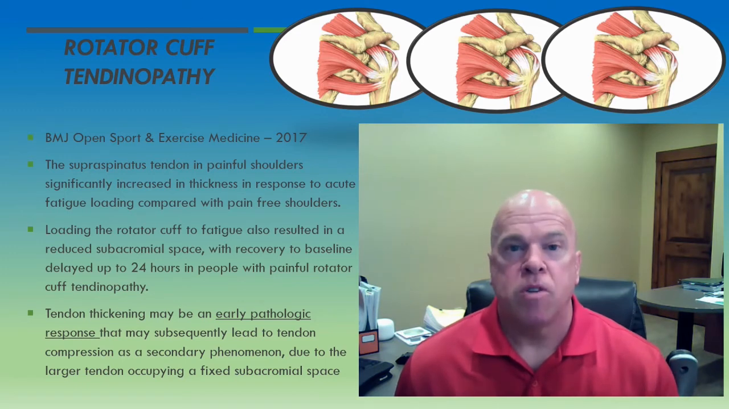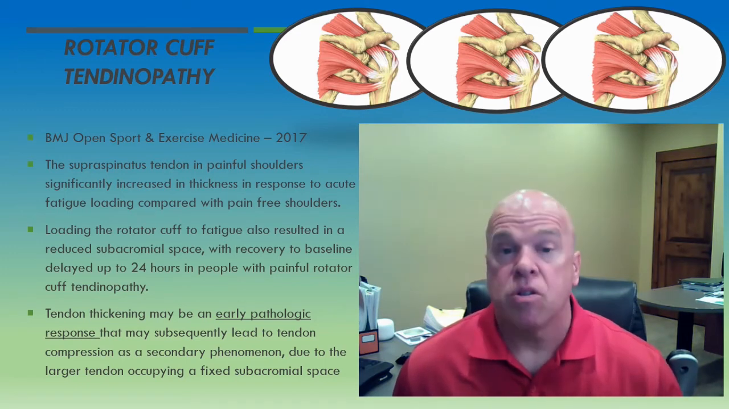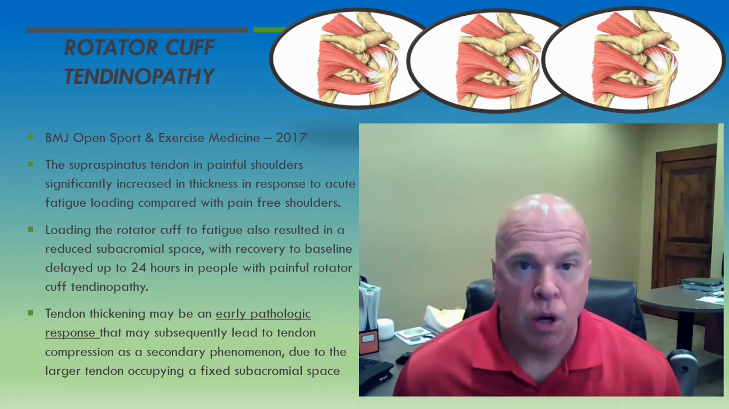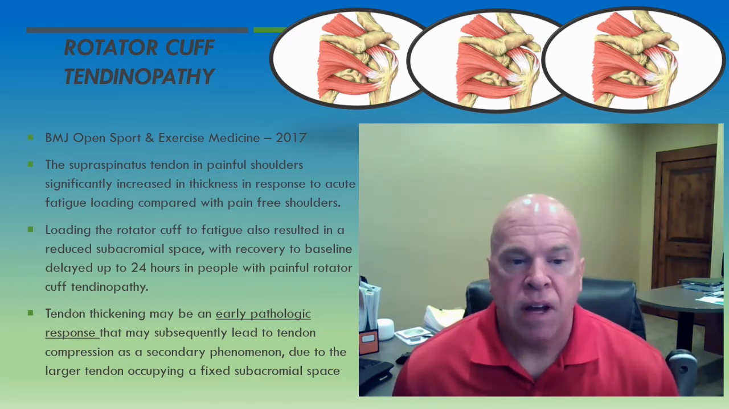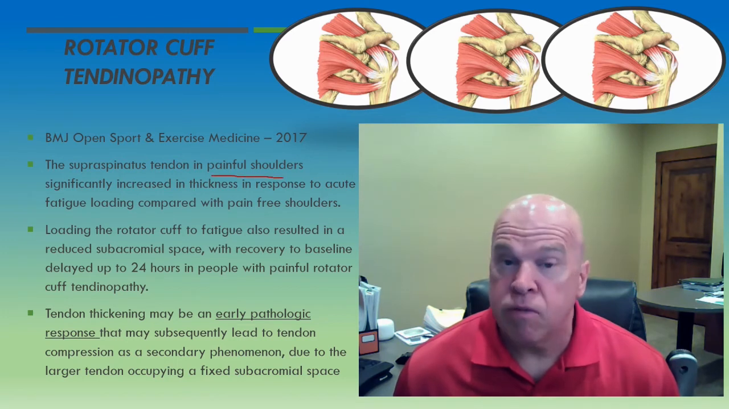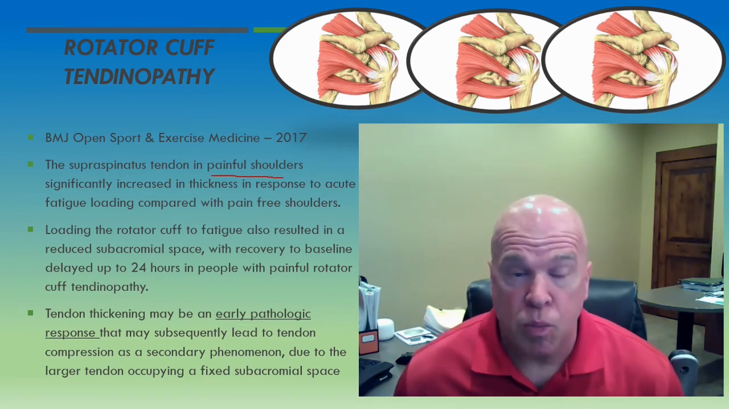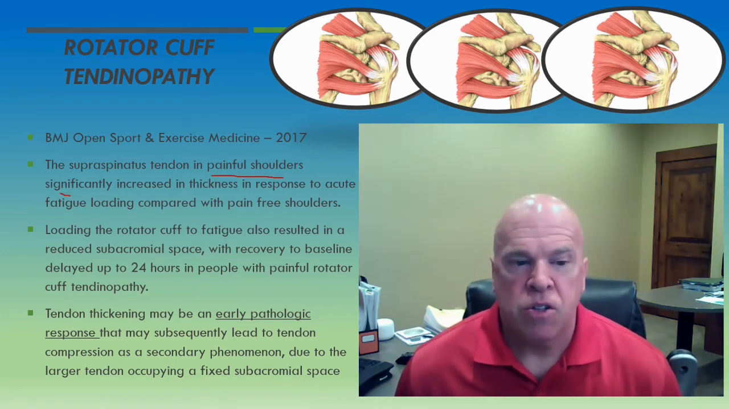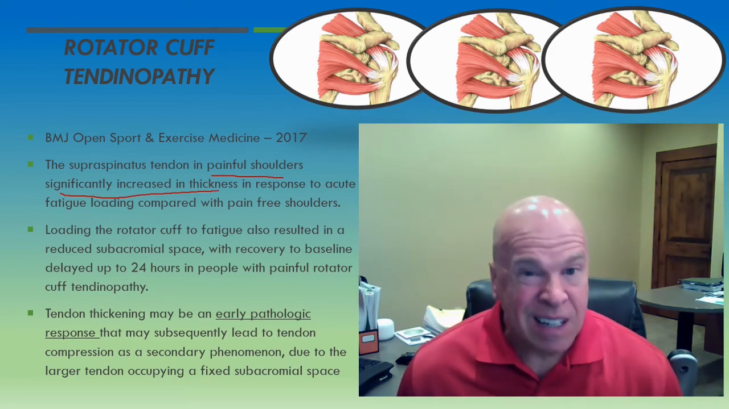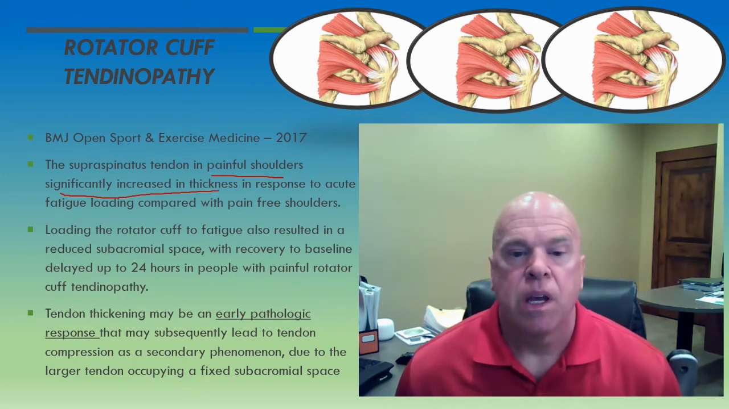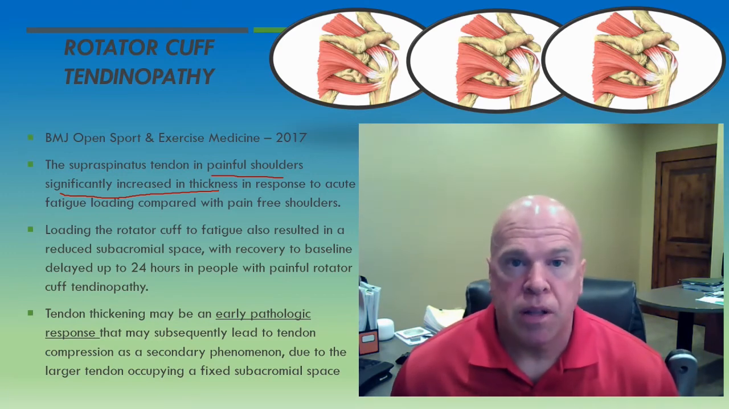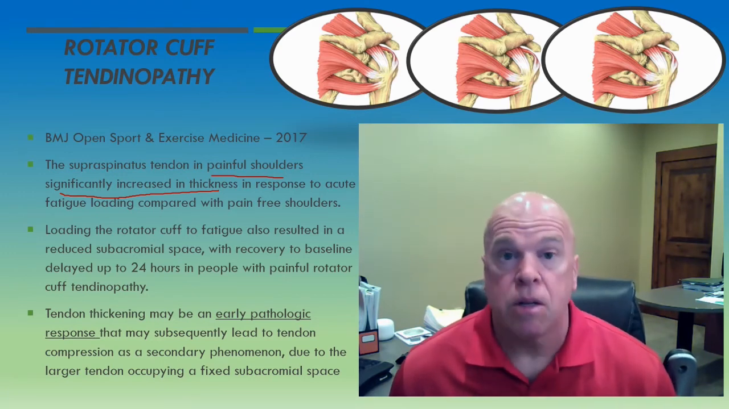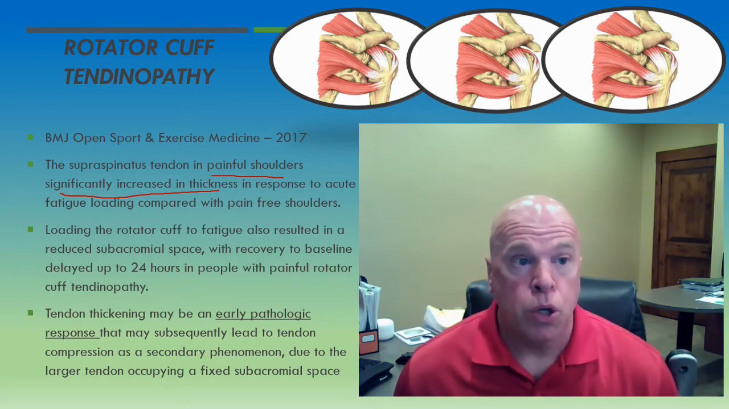They took a group of subjects without shoulder pain complaints, and they compared them to a population of subjects with shoulder pain complaints. And they found that in those persons with painful shoulders, in examining the supraspinatus tendon, the tendon significantly increased in thickness in response to acute fatigue loading compared with subjects who had no pain symptoms in the shoulder.